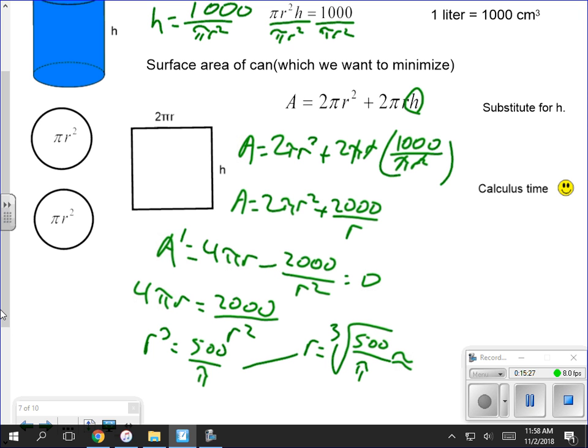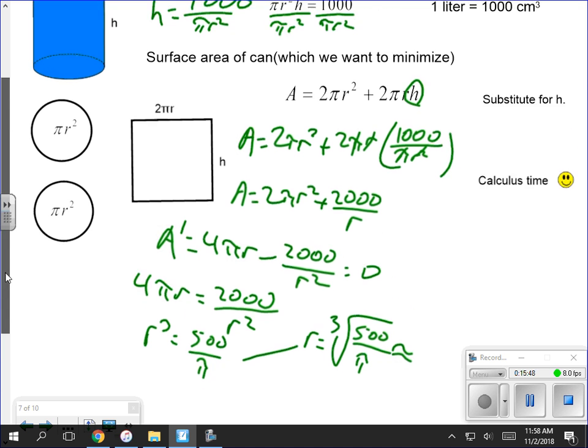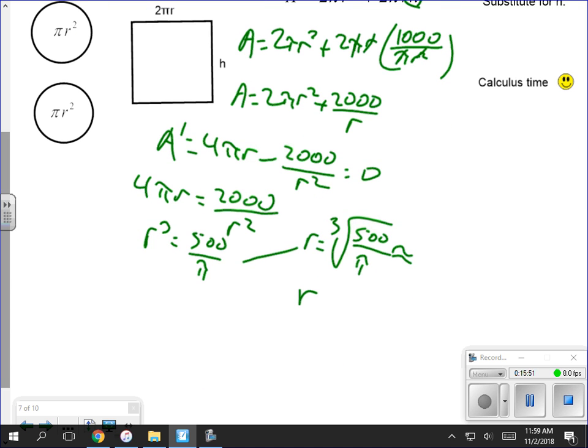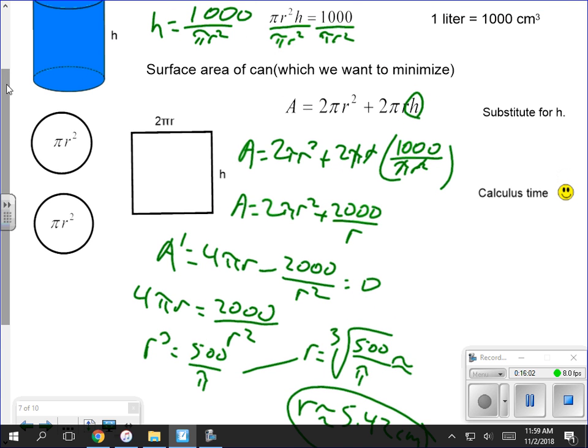500 divided by pi, I'm going to take the cube root, 5.419, 5.42. r is approximately 5.42 centimeters. And then we can take that and plug it back up into here to find the height. That'll give us our dimensions. Okay.